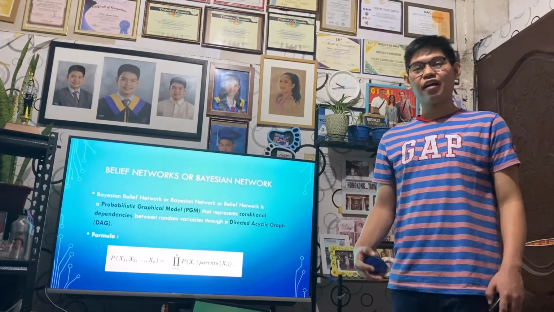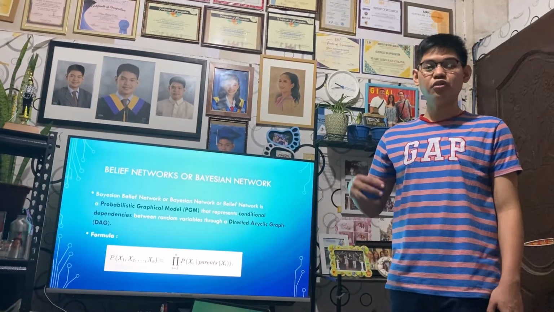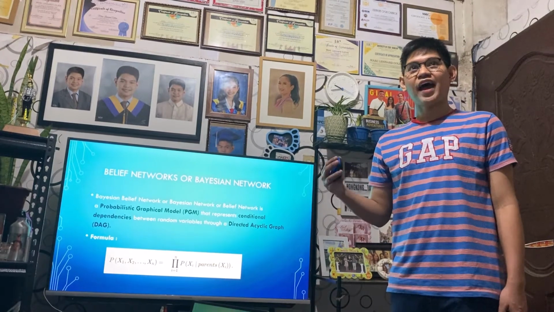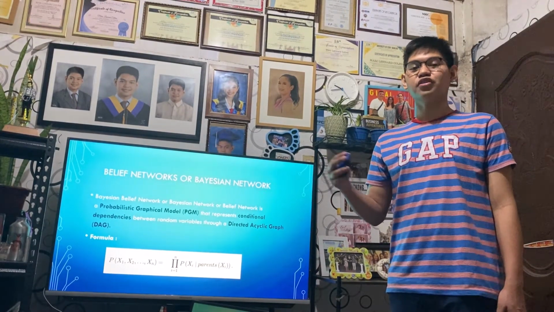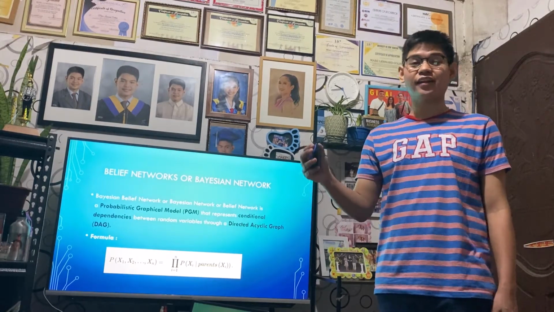So in other words, it's a graph that shows connections from one node to another, and the graph has to be a DAG. A DAG means that there are no nodes that connect to other nodes and later would eventually connect back to itself.